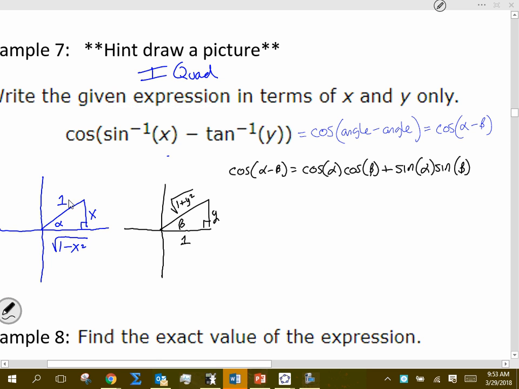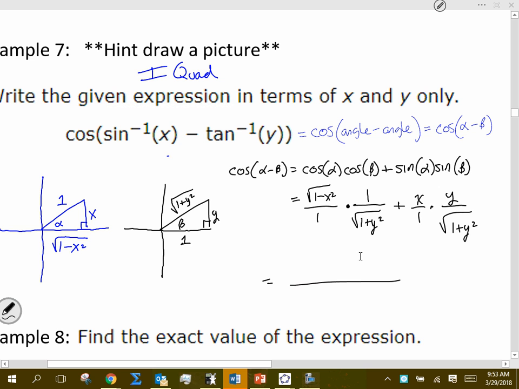Now, why do we have to draw the pictures? Because don't the pictures tell us what cosine of alpha is? Cosine alpha is root 1 minus x squared over 1, isn't it? Cosine of beta is 1 over the square root of 1 plus y squared. Plus then sine of alpha, sine is opposite over hypotenuse, times sine of beta, which is y over the square root of 1 plus y squared.